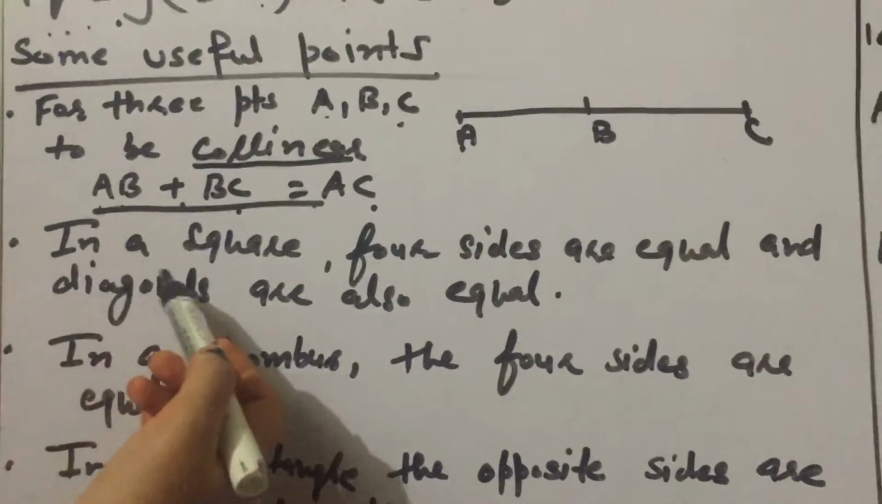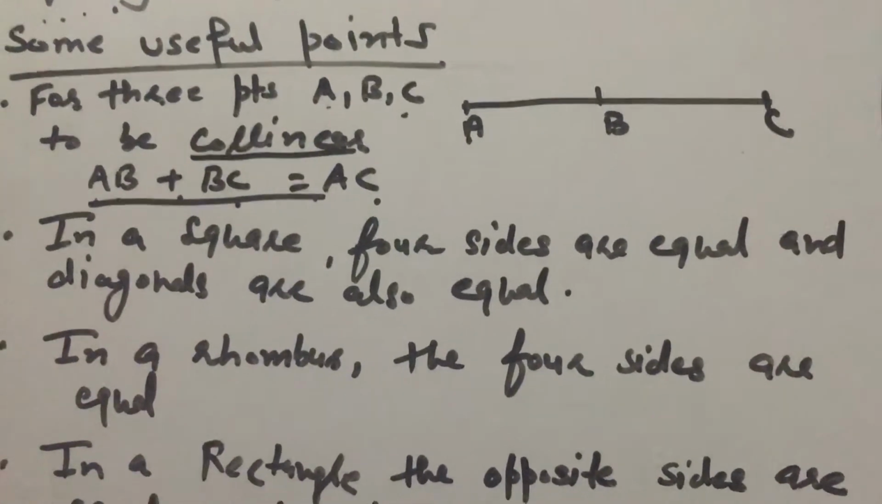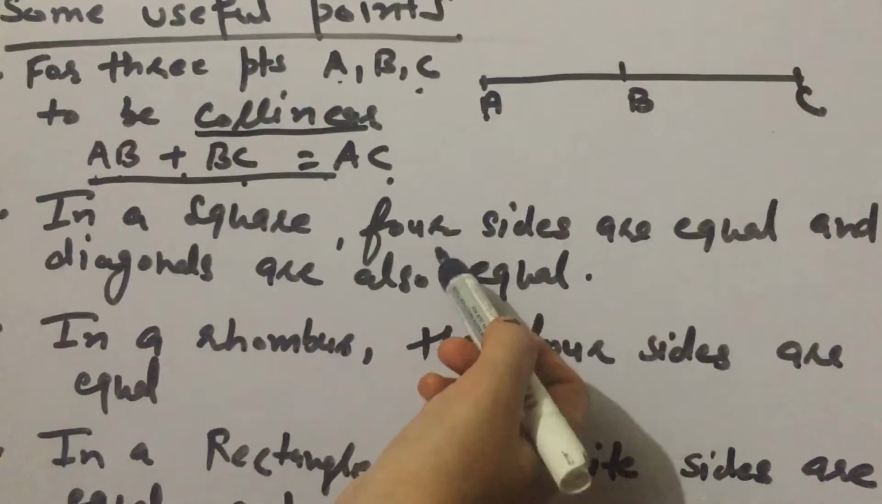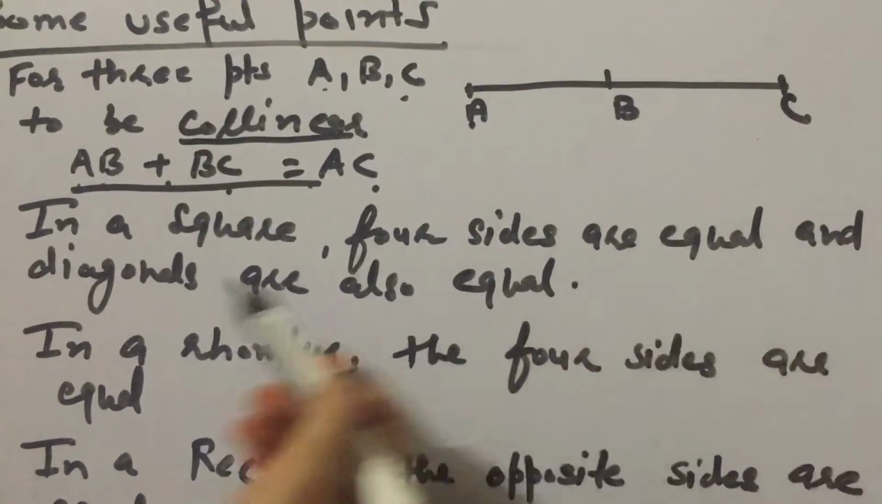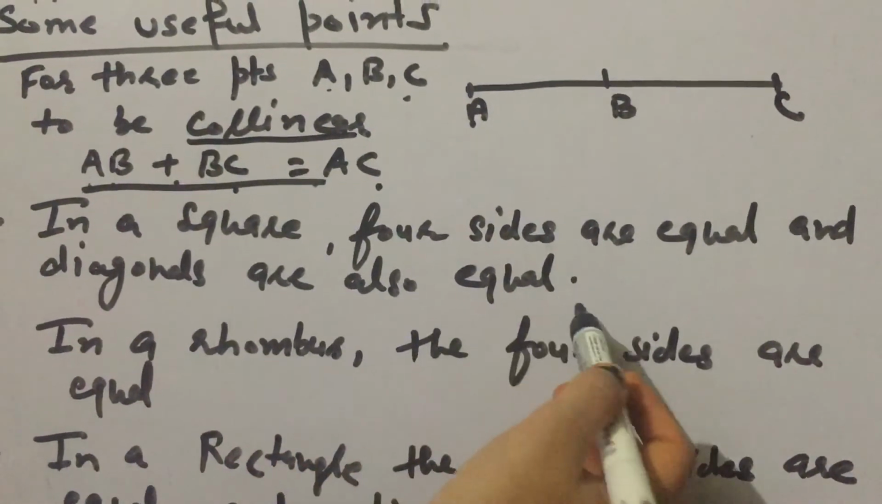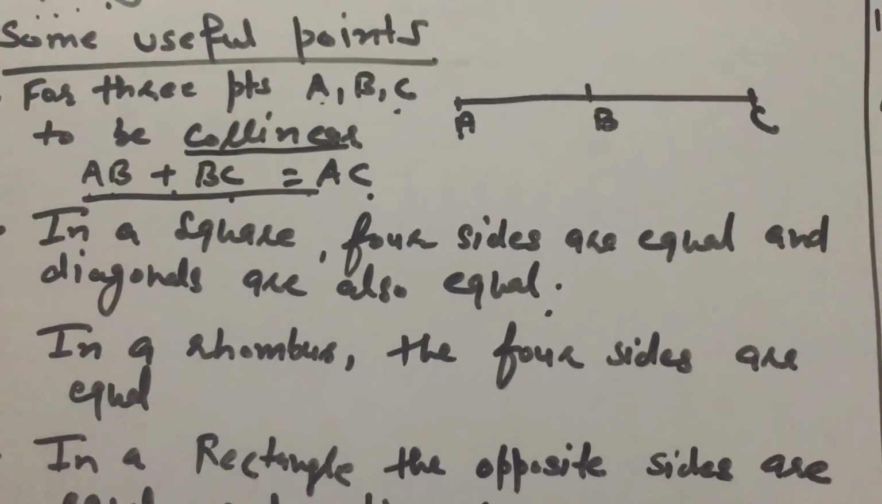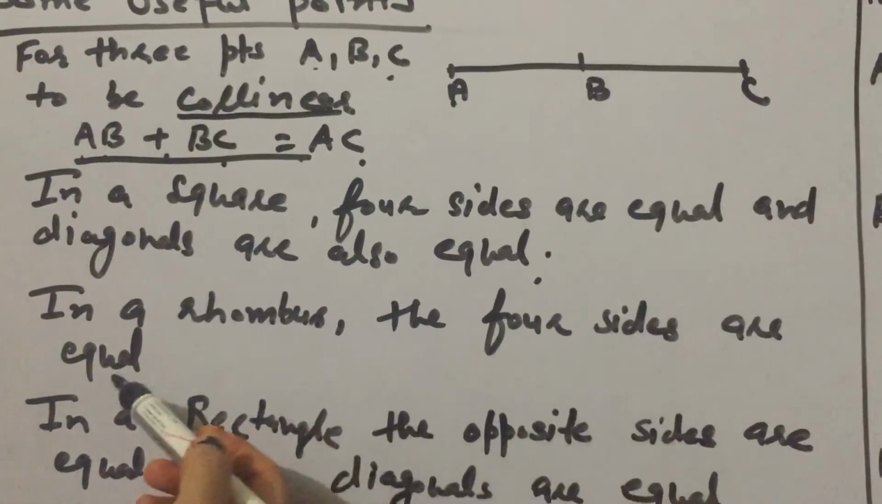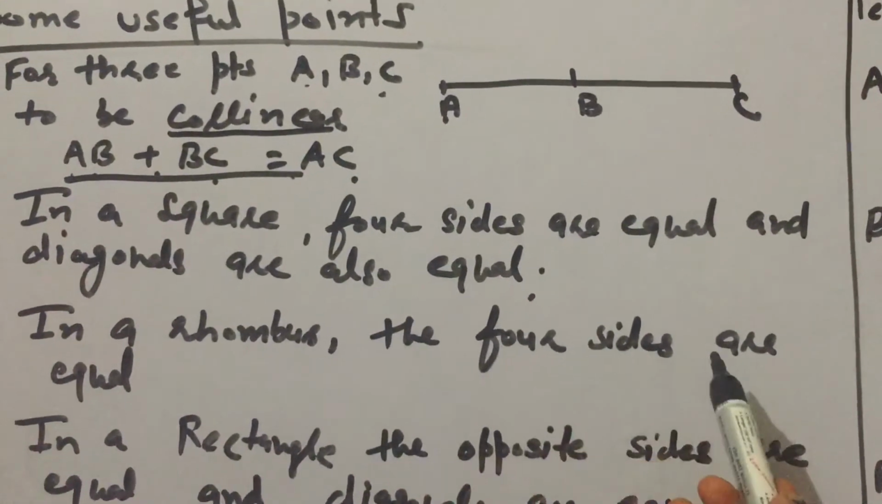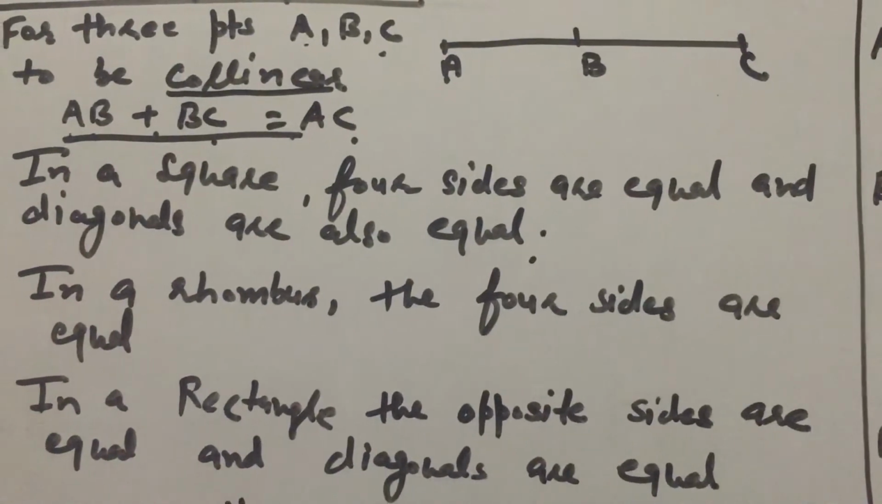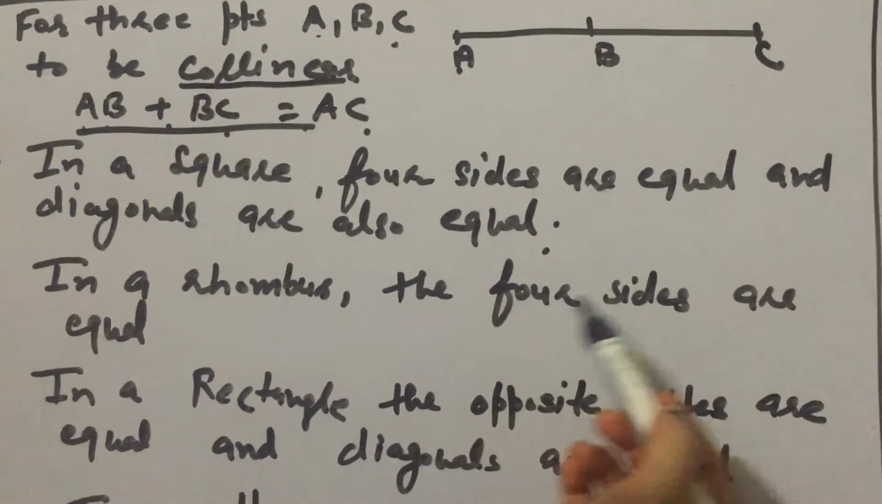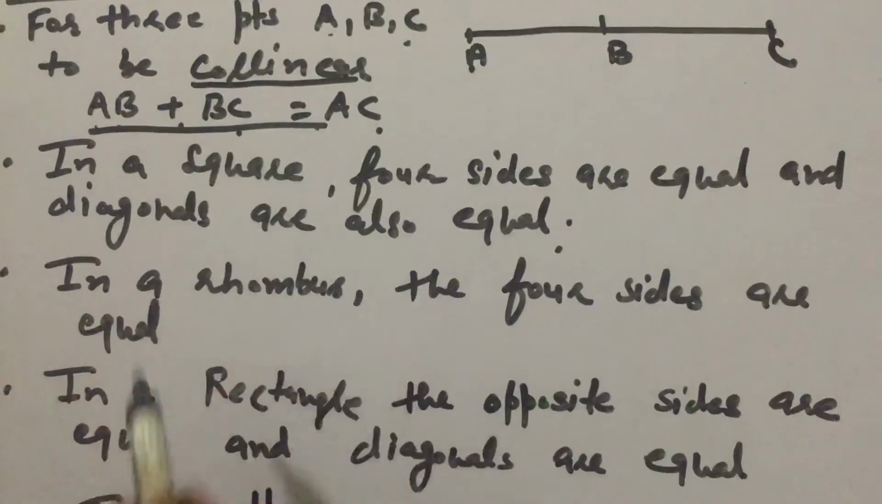Second point is, in a square, if we have to prove it is a square, we have to prove the 4 sides are equal and the diagonals are also equal. Next, in a rhombus, the 4 sides are equal. We just have to prove the 4 sides. We will find the distance of these 4 sides, and if they are equal, then it is a rhombus.